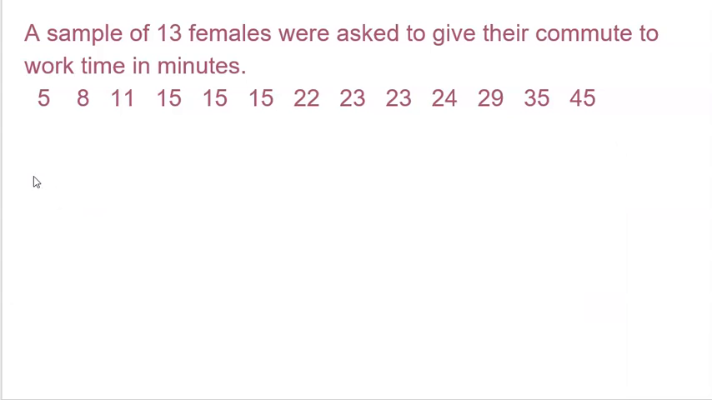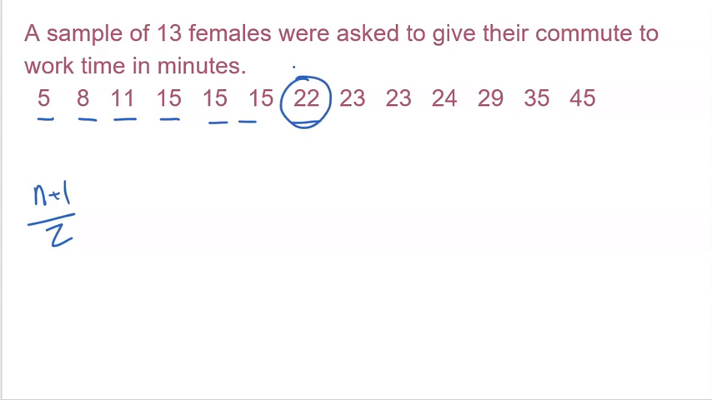Now, once again, that formula I showed you earlier for the median, n plus 1 divided by 2, doesn't tell you what the median is. It tells you the position of the median. So 13 plus 1 is 14. 14 divided by 2 is 7. That means the median is the 7th value. 3, 4, 5, 6, 7.